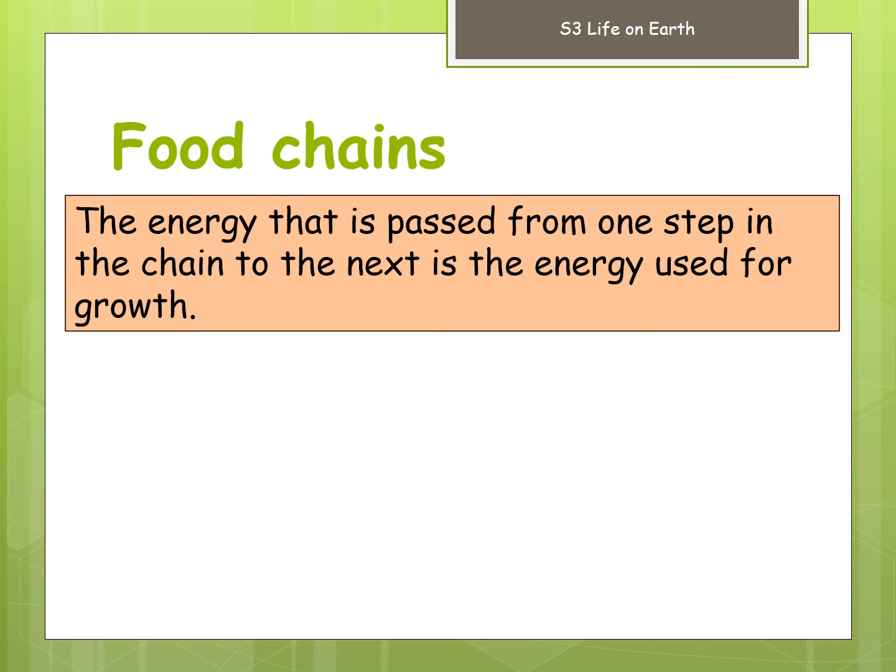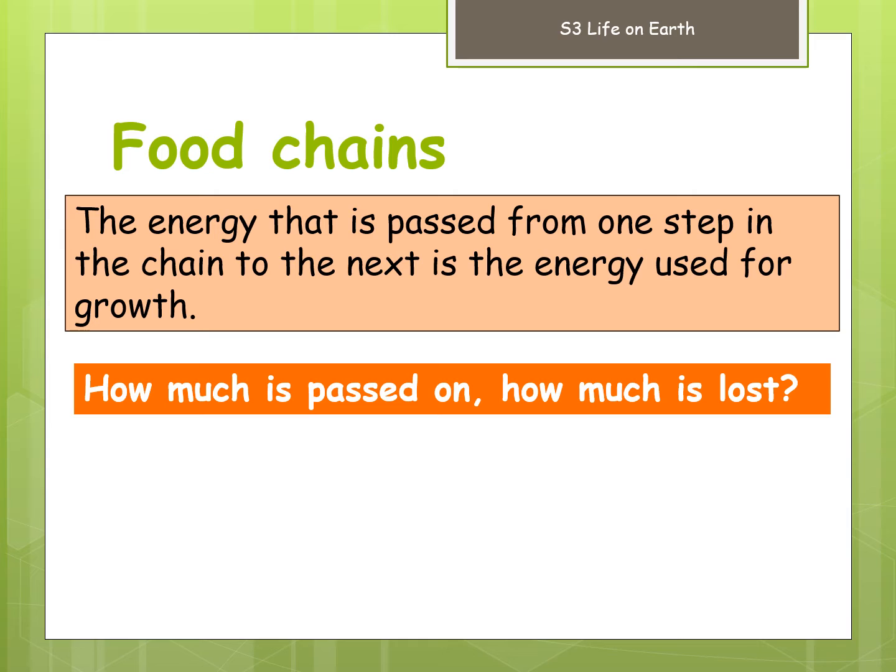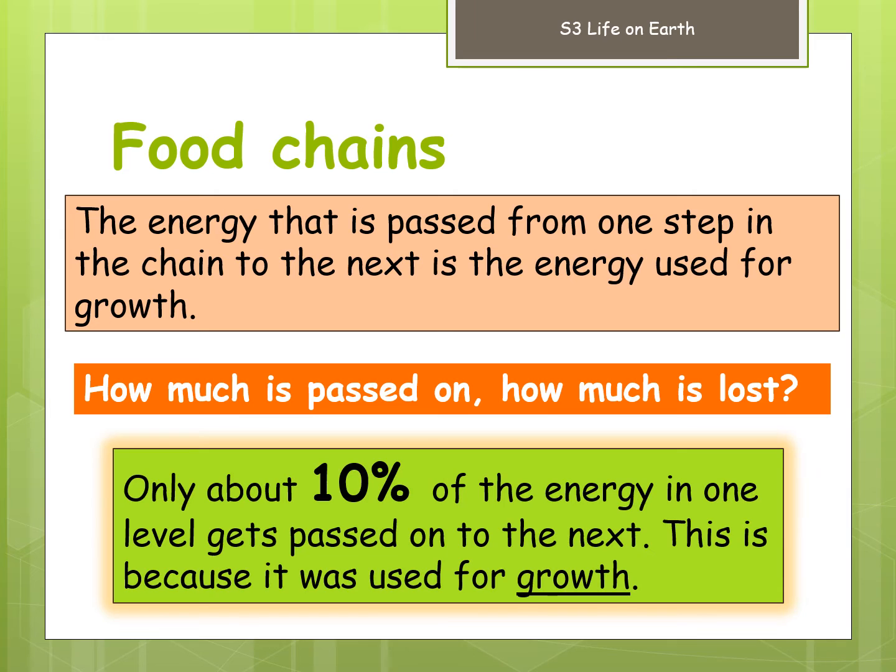So in a food chain, the energy that's passed on from one step in the chain to the next is the energy used in growth. Now, on the previous slide, you saw several ways that energy was lost from the food chain, and you saw one way that energy is passed on. So that should help answer one of the questions you've been asked today. But also think about how much is passed on. Again, this is one of the answers that I'd like you to get in your jotters. Only about 10% of the energy in one level gets passed on to the next, because it's the part used for growth. So a very small amount of energy is passed on from one level to the next.